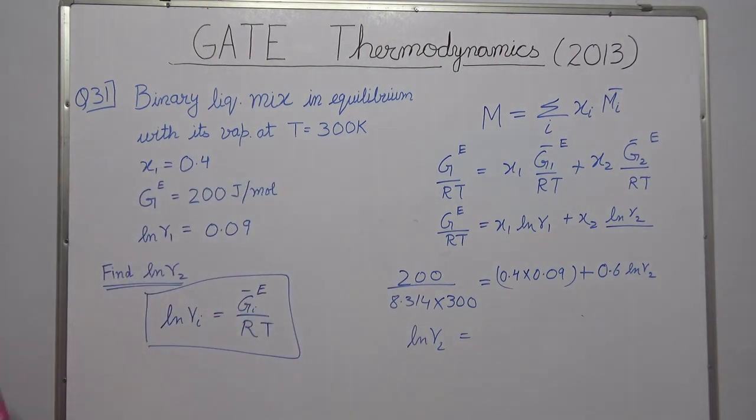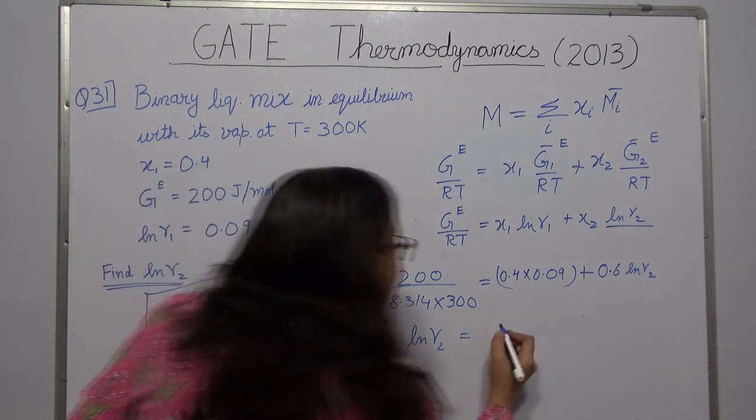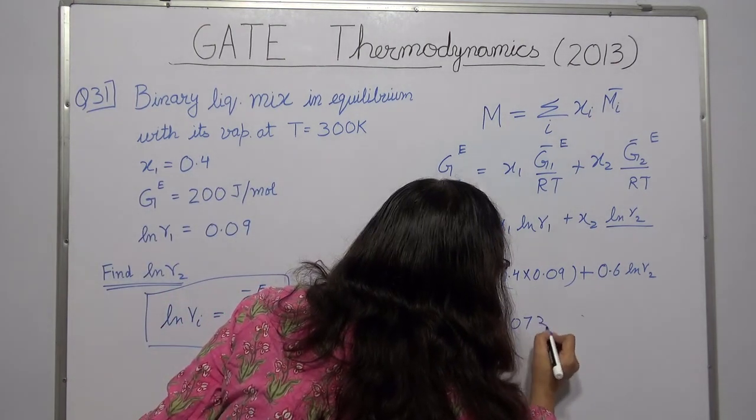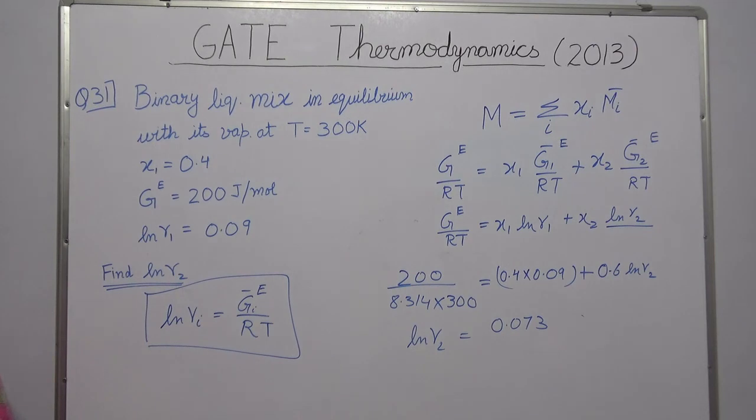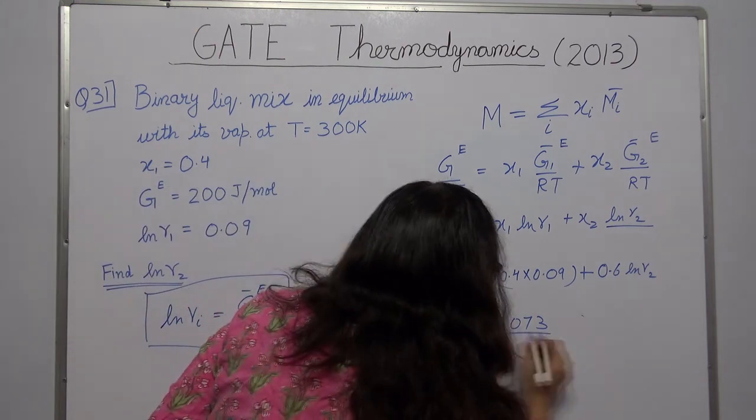So you get the value of ln gamma 2 as 0.073. They have asked you to report up to 2 decimal places, then you can report it as 0.07. Okay. So this is your answer.